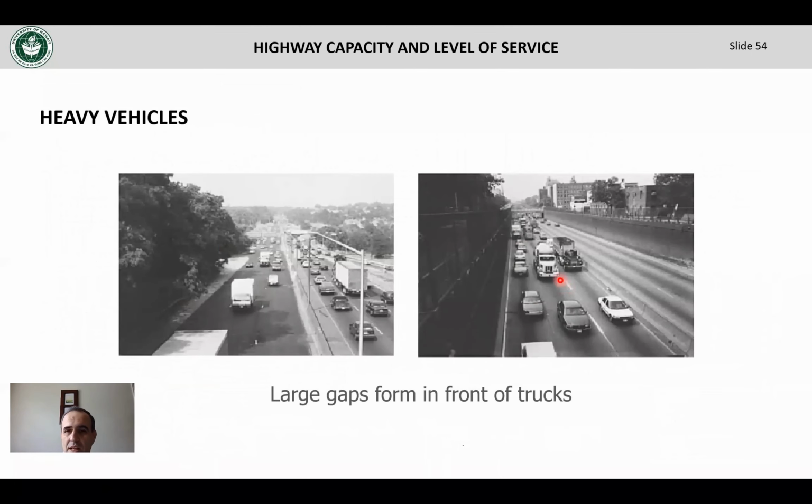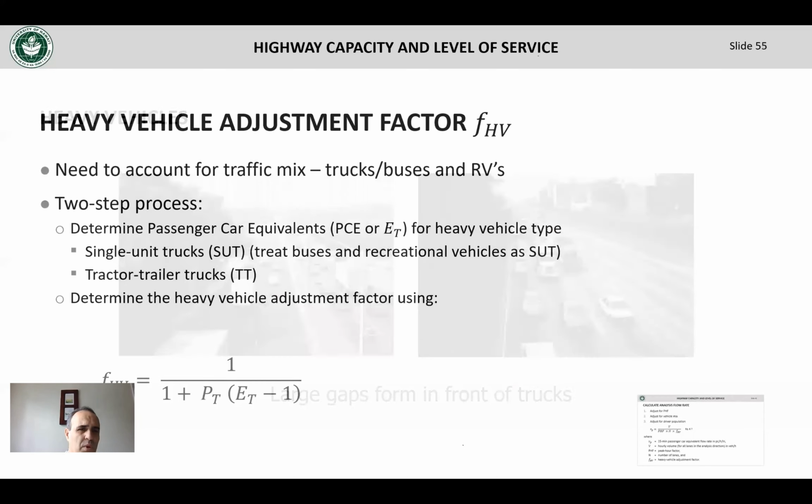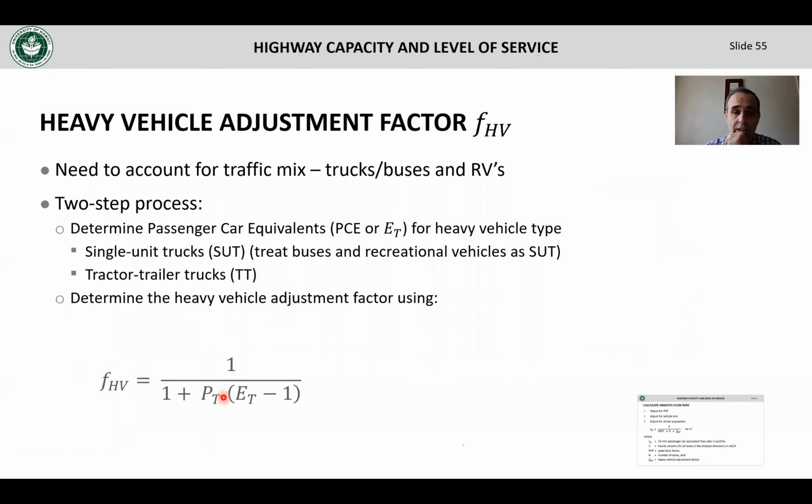You can see that in general, truck traffic occupies more space, and also it has lower performance. So we discussed those things the other day, and this is more or less where we finished. We started talking about this the other day.